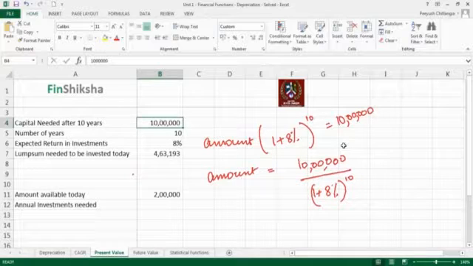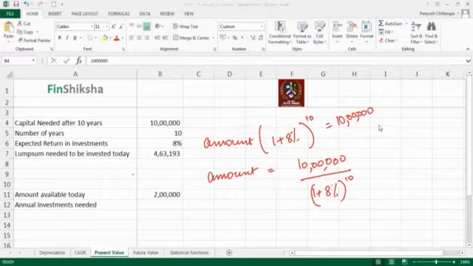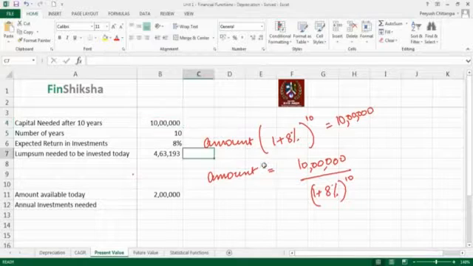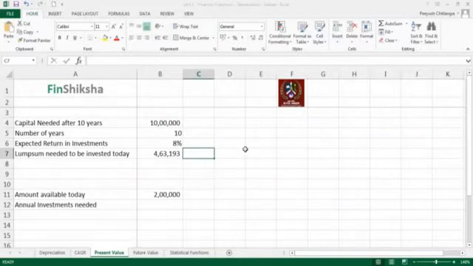Now, Excel also allows us to put in what is called a formula for calculating present value. In this particular case, we are trying to find the present value of this future amount that is needed. So in a sense, we are discounting the future value using the formula that we just saw here. This formula is discounting the 10 lakh value by 1 plus 8% over a 10-year period. We can directly apply a formula called present value and see what value we get out of that. So let's see that.